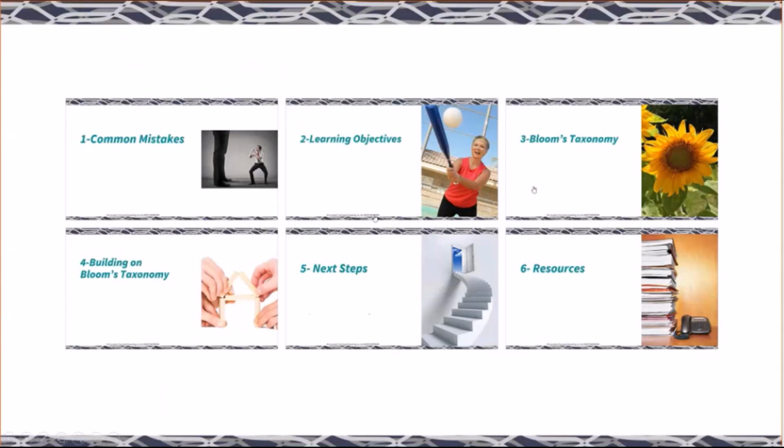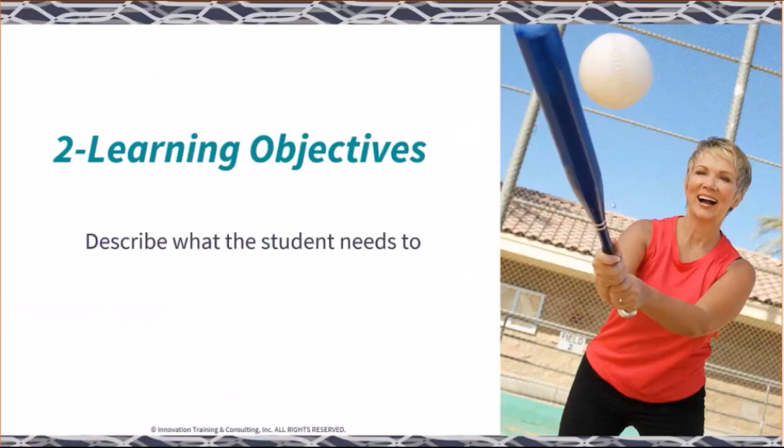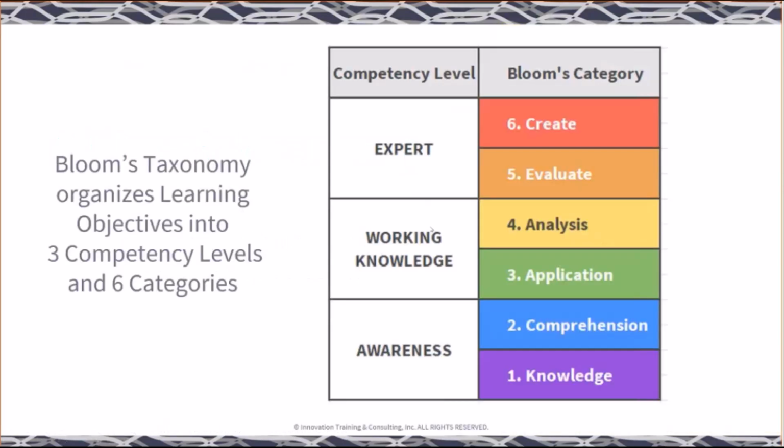So now that you know what learning objectives are, let's go into Bloom's Taxonomy. So Bloom, back in 1956, organized learning objectives into 3 competency levels of awareness, having a working knowledge of something, or being an expert. And you might be familiar with that term, subject matter expert. Now, within each competency level, Bloom defined 2 categories. And starting at the bottom, it's the least amount, and moving to the top the most. So you may have knowledge, comprehension, application, analysis, evaluate, and create.